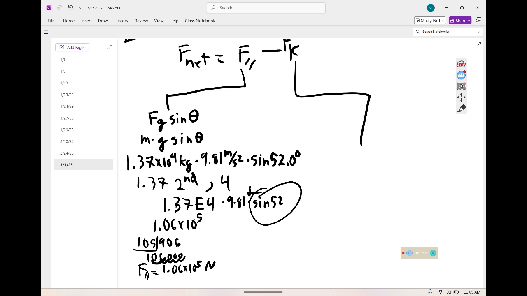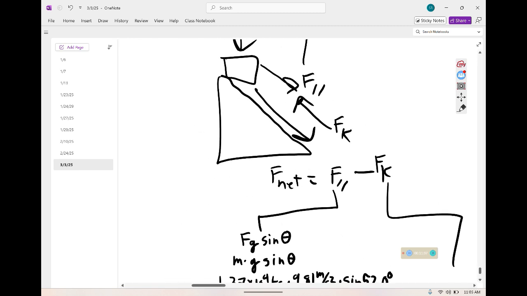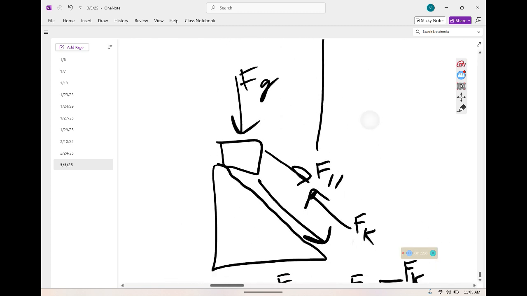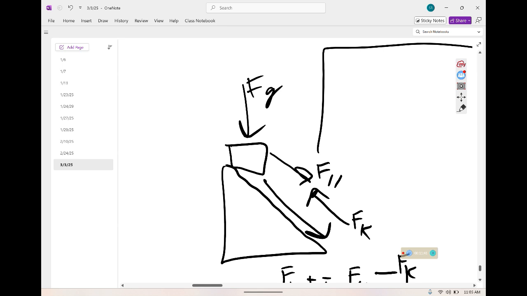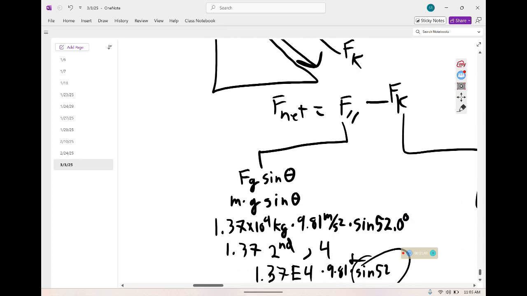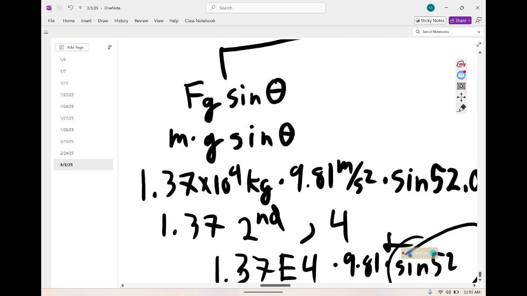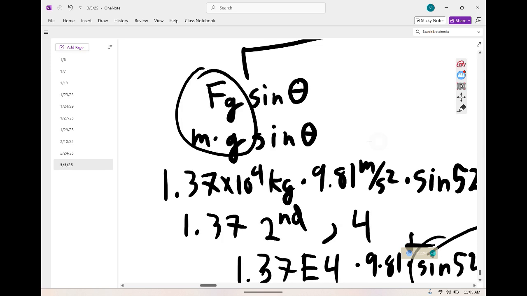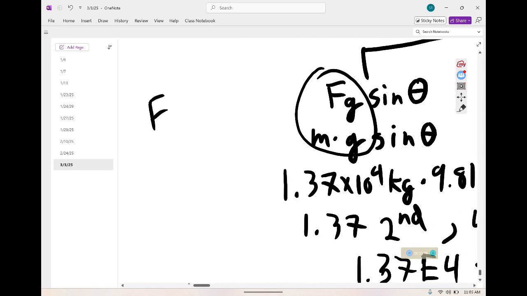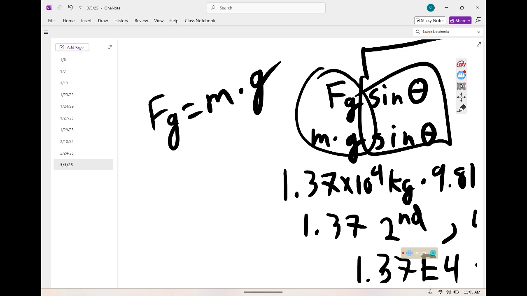When you wrote F_g sine theta, and right under it you wrote m times g sine theta, that's because the force of gravity is equal to the mass of an object times acceleration due to gravity. Oh, okay. I thought you were saying all that second line was just F_g. No, those two, and then this stays the same.